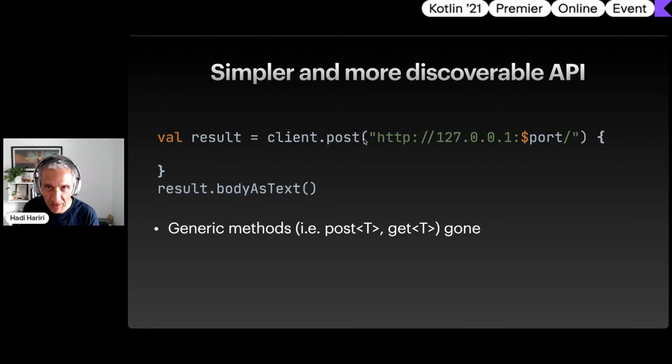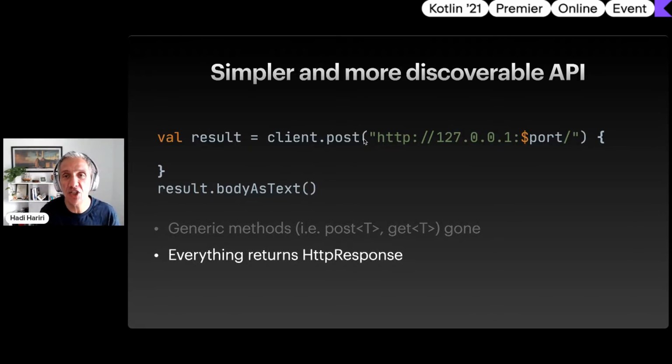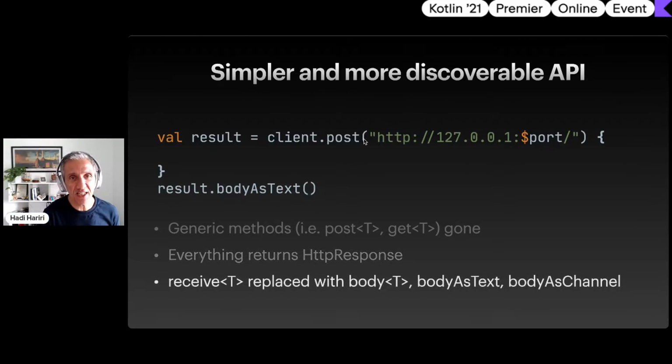Because one of the changes is that now everything returns an HTTP response. Whereas if you are familiar with the previous Ktor client, the return type would be the generic type you pass in. Now everything returns an HTTP response. And then the receive of the T that you had previously is now replaced with a body, which is clearly indicating that you are returning the body. And then there's a helper function, body as text, which means just give me the body back as text, or body as channel, which gives me the body back as a channel that can then be streamed, or however you want, whatever you want to do with that.